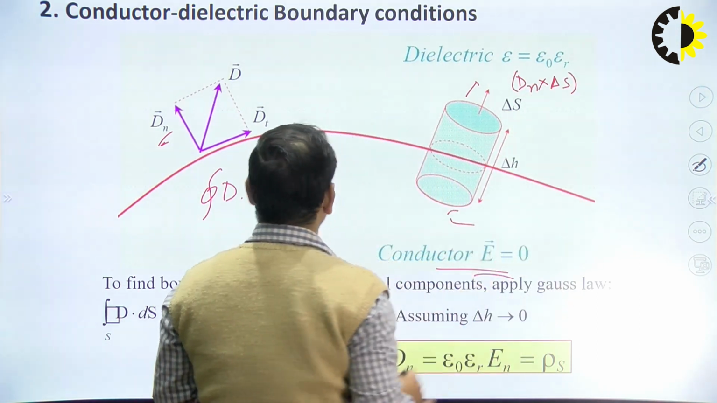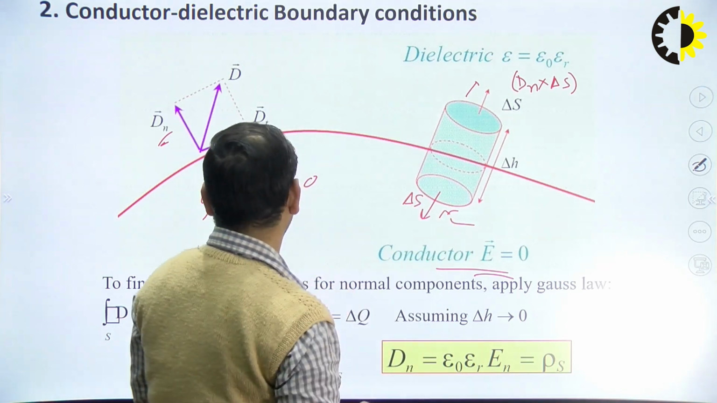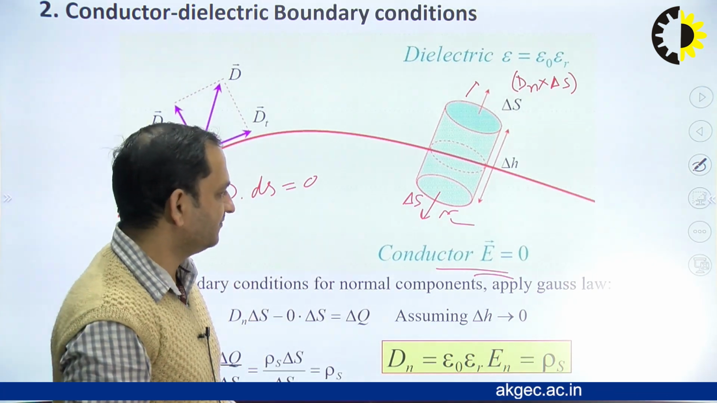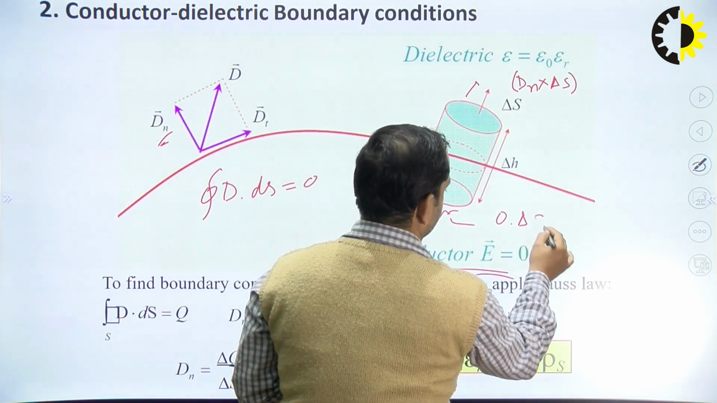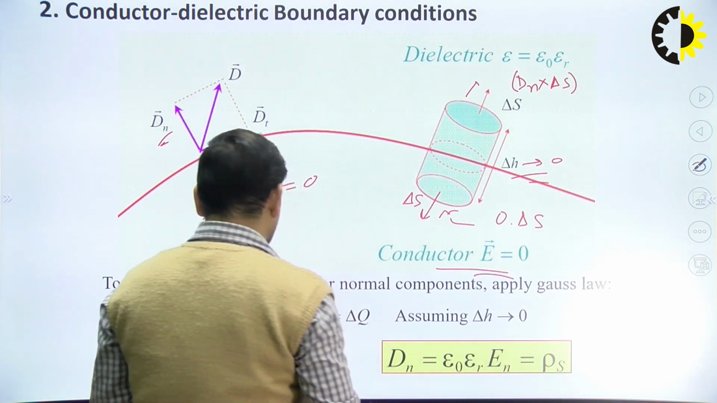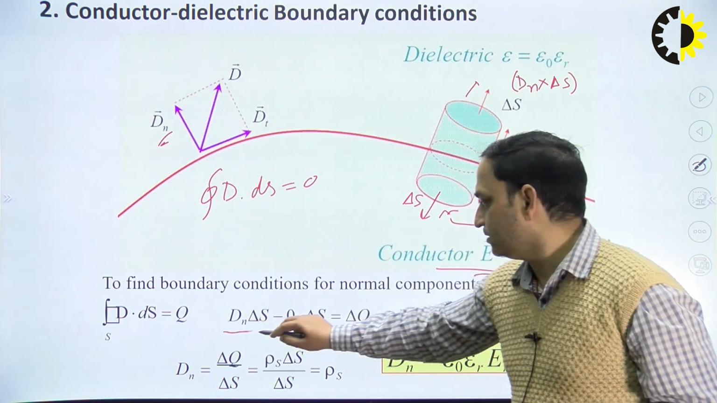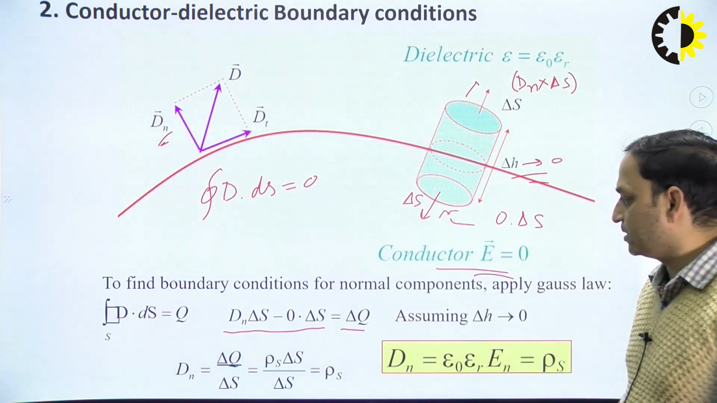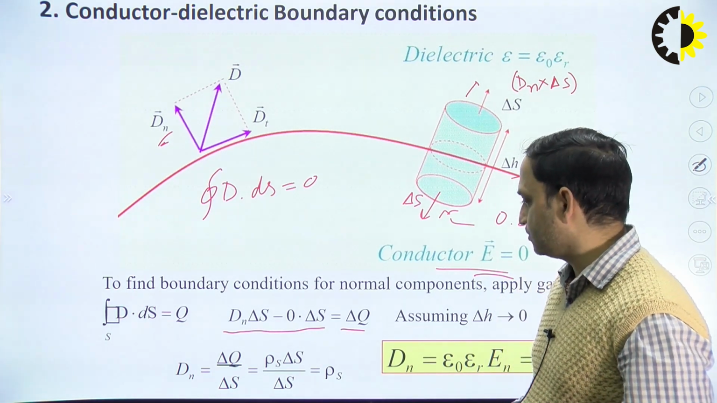Now come to the other case. Delta S is this one, right? Dn is not there because the electric field is 0, it means the electric flux density is also 0. So here D dot dS will be 0 into delta S. Okay, delta h tends to 0, we have to take it at the interface. So when we apply this all together, then we will get Dn into delta S minus 0 into delta S is equal to delta Q. Okay, so delta Q is nothing but the charge enclosed.